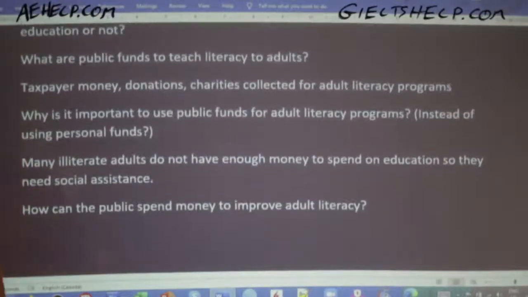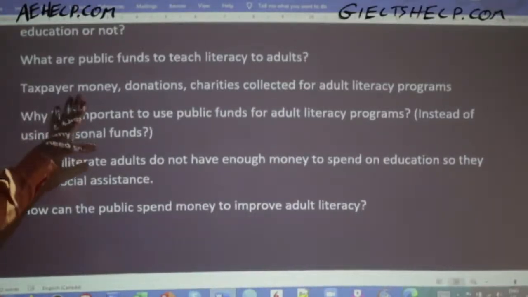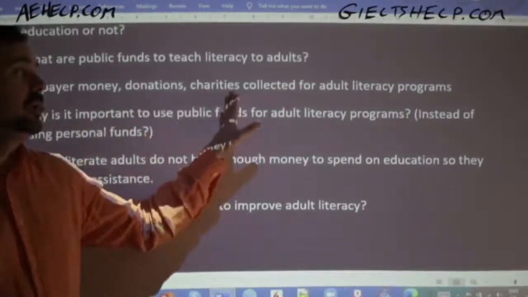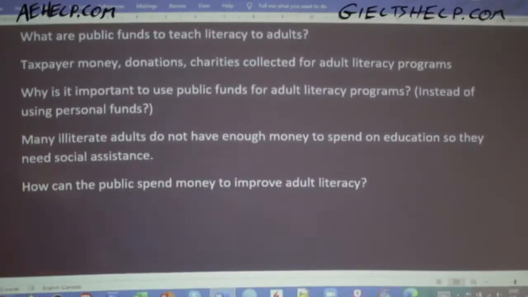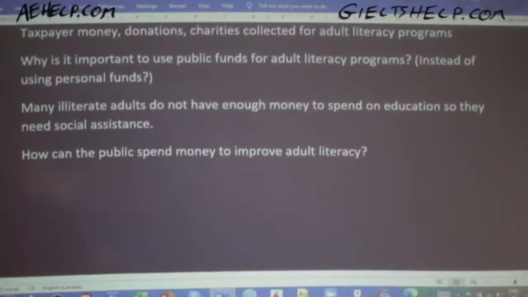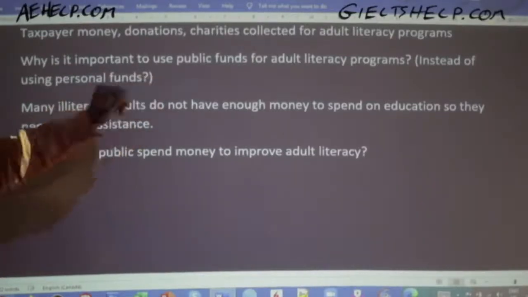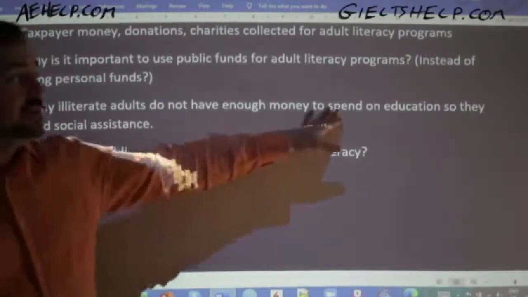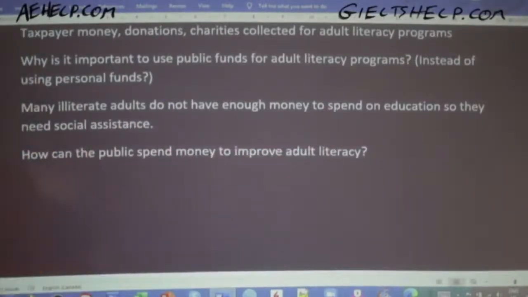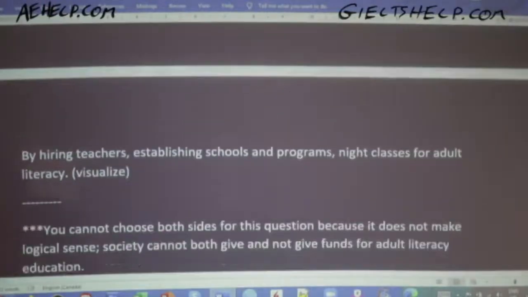And then we did some important critical thinking. We identified that public funds for this purpose are taxpayer money, donations collected from charities, creating literacy programs, volunteering time by teachers for those programs. And then we asked a very important question of why should public funds be used for this? And we realized that, well, it's because illiterate adults often do not have money to spend on education, and that will become important for the introduction here.